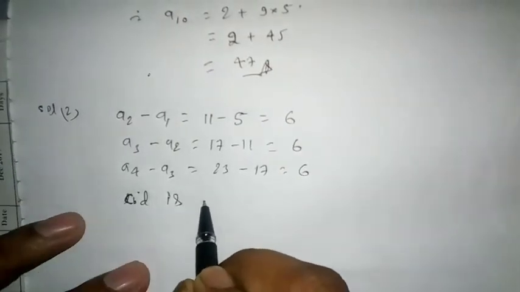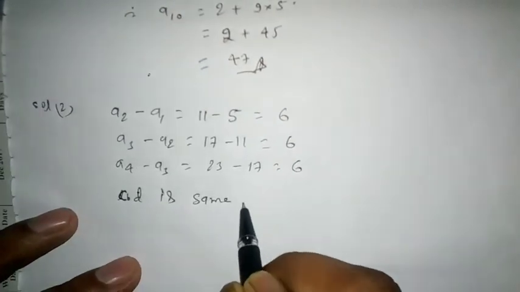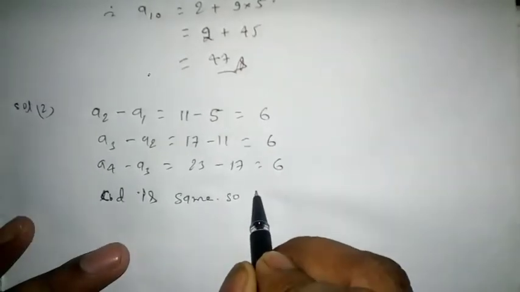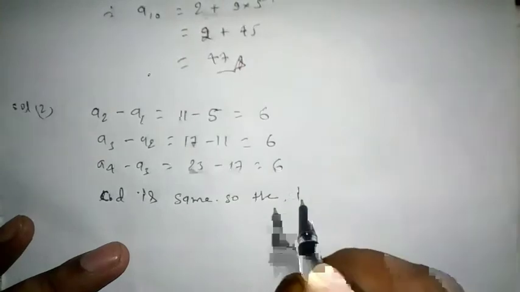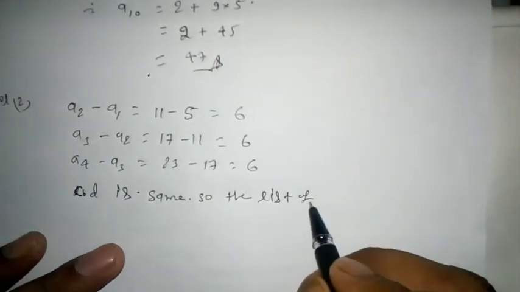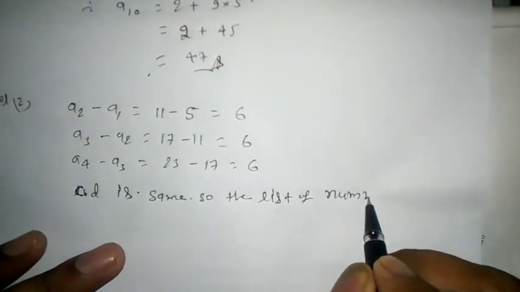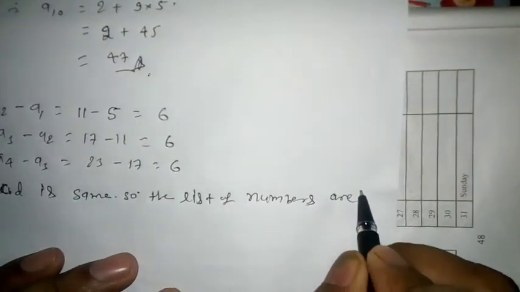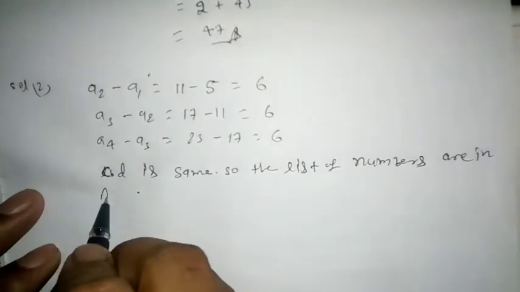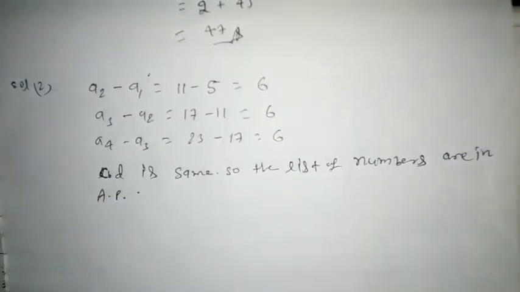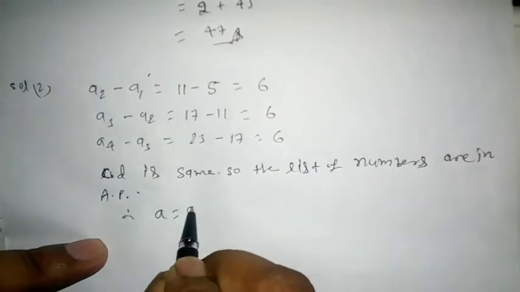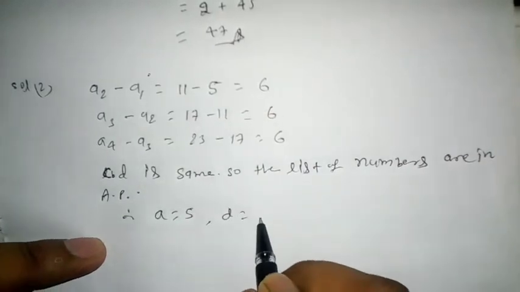so the list of numbers are in AP. Therefore A is equal to 5, D is equal to 6.